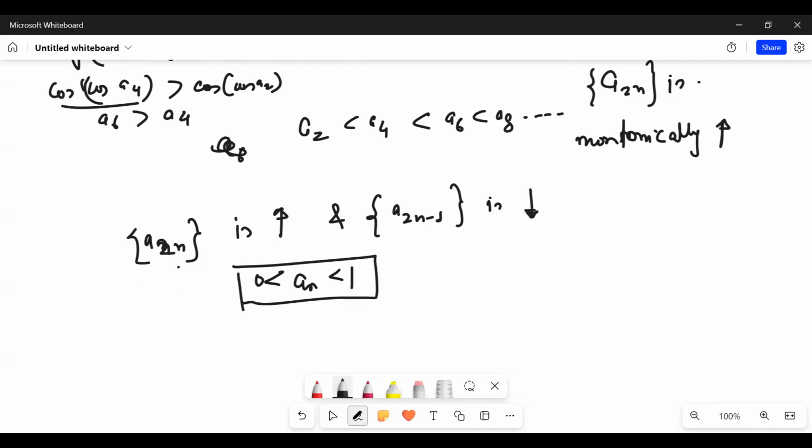So it implies this is also convergent, this is also convergent. After all, a2n minus 1 and a2n are subsequences of an. If the parent sequence is convergent, then the subsequences are also convergent. If the parent sequence is bounded, then the subsequences are also bounded. We've already proven that these subsequences are monotone, which implies both odd and even subsequences are convergent.